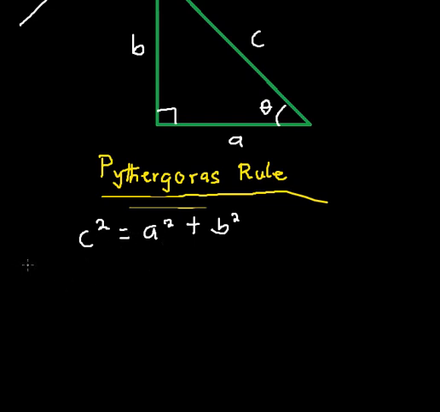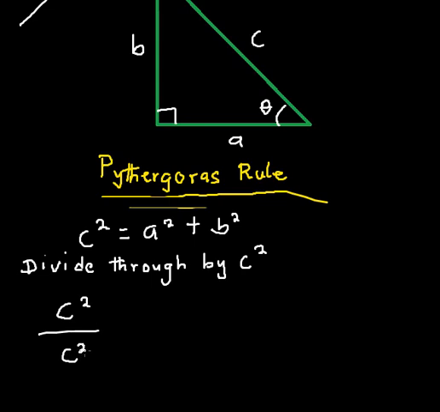How do I do that? I'm going to divide through by c square. I'm going to divide everything here by c square. So I'll divide c square by c square, then equal to, I'll divide a square by c square, then I also have to divide b square by c square.